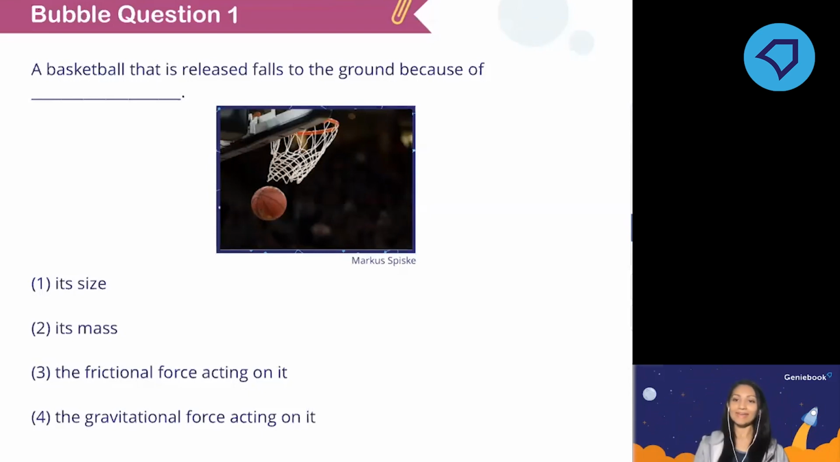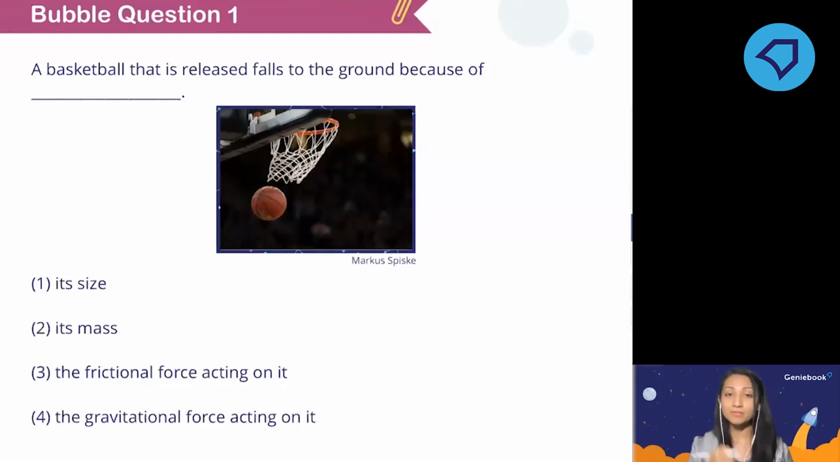Yes, I see majority of you got it correct. Although I see some non-participants who did not answer this question. Please try to answer this question next time. The bubble questions in general. And also, why is it that some of you mentioned mass? It's not the mass, it's the gravity that is pulling us down.